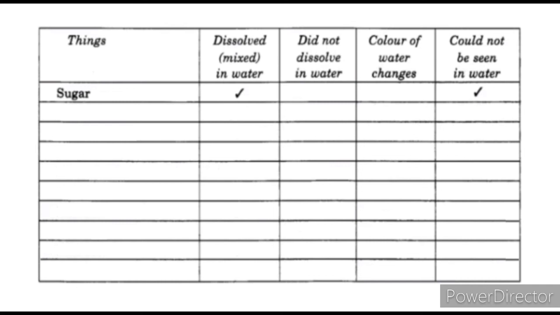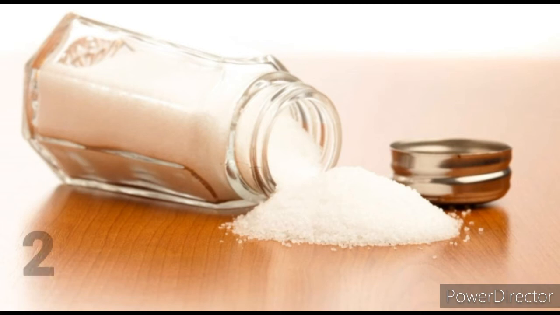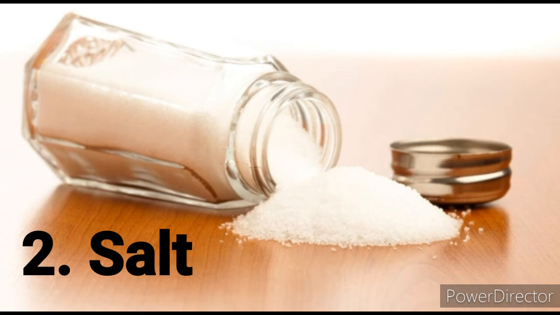Color of water changes. Does the color of water change? No. So leave it blank. Could not be seen in water. After dissolving, are you able to see the sugar? No, you are not able to see it. So put a tick there. Whatever you are observing, put a tick there only. What you have not observed, leave it blank. Now you have to do this with the other substances also which I have given. First one is sugar. Second is salt. This is salt. Put salt in the glass, mix it, then observe what happens. If it dissolves, put a tick in dissolved.